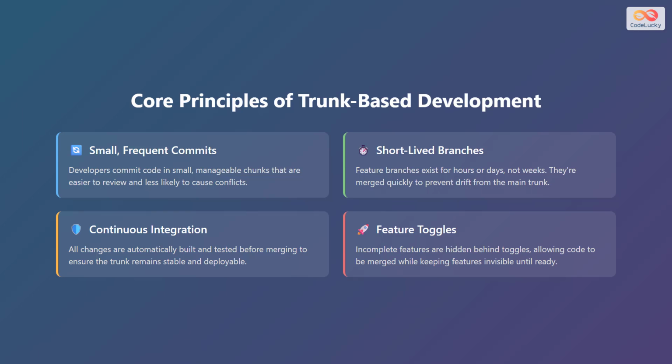Continuous integration is another key principle. All changes are automatically built and tested before merging. This ensures that the trunk remains stable and always deployable. Finally, feature toggles are used. Incomplete features are hidden behind toggles. This allows code to be merged into the trunk, while keeping unfinished features invisible to users until they are fully ready.